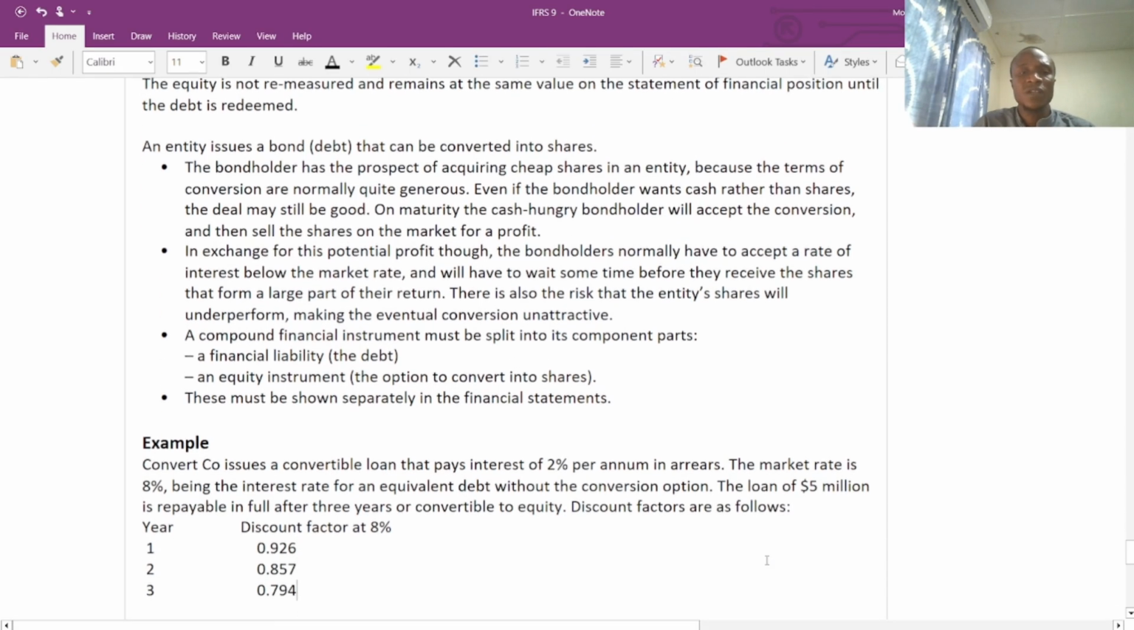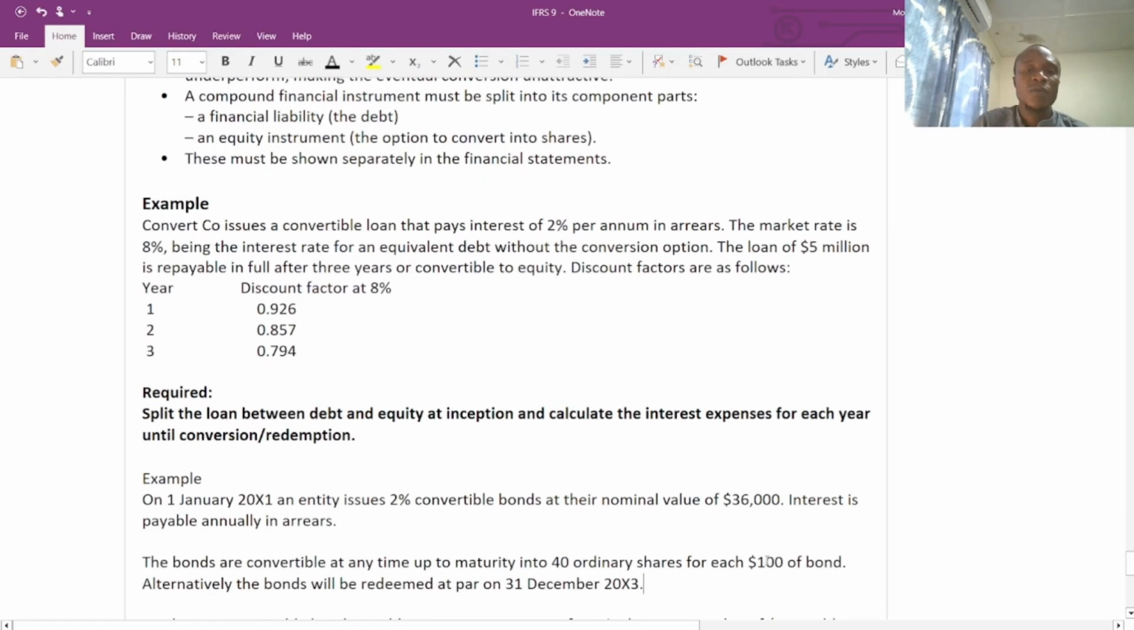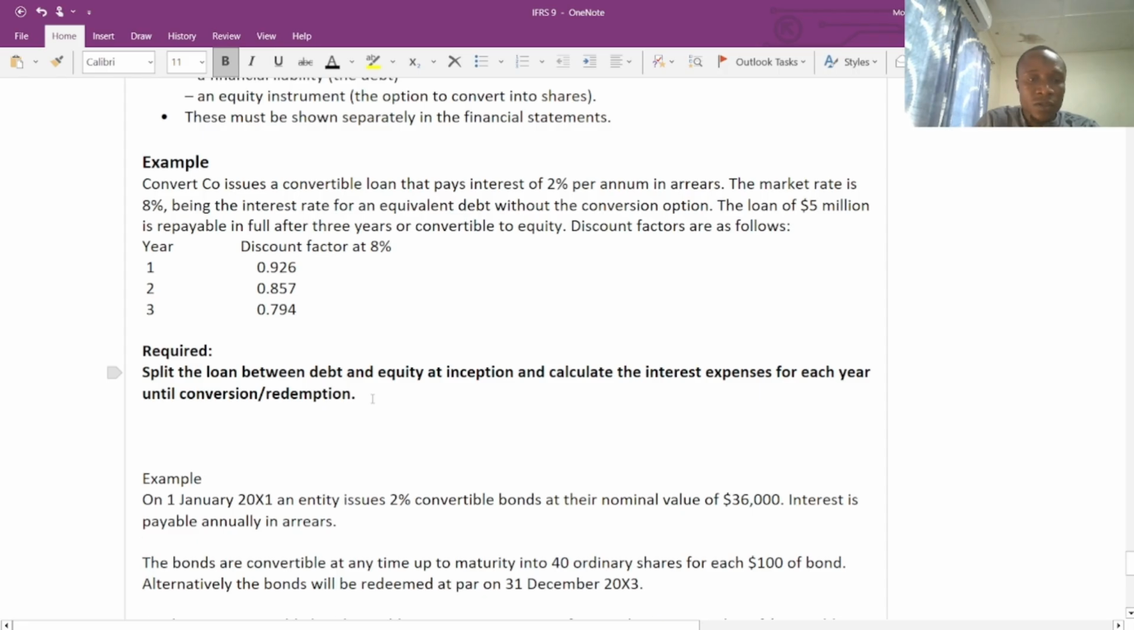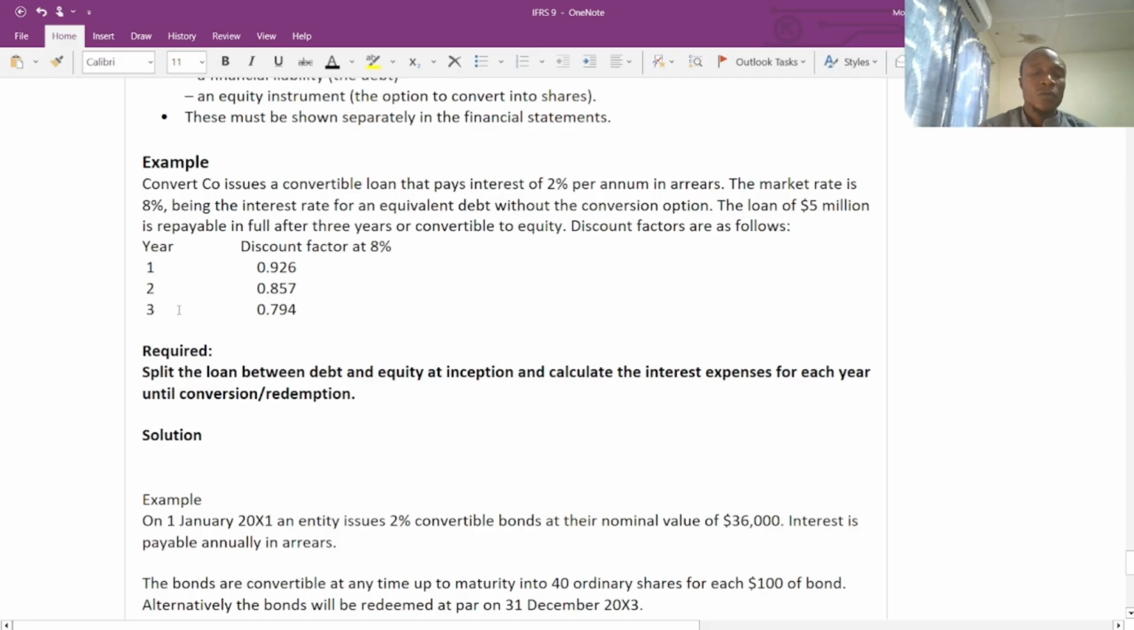So now let's look at example one so we can understand the calculation properly. Now, example one, solution, right? Split the loan between debt and equity at the inception and calculate the interest expense for each year until conversion or redemption. So two requirements, we need to split between debt and equity. Then after we have completed the split between debt and equity, we are going to account for the interest expense, the finance cost.